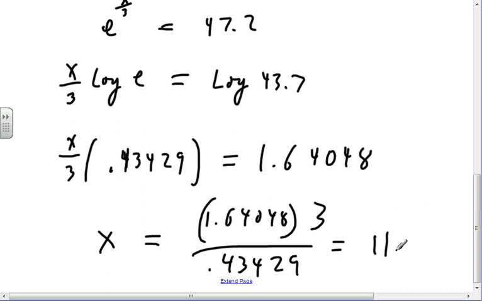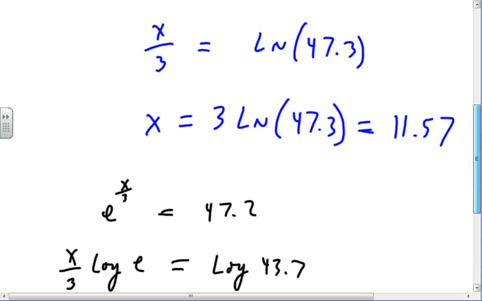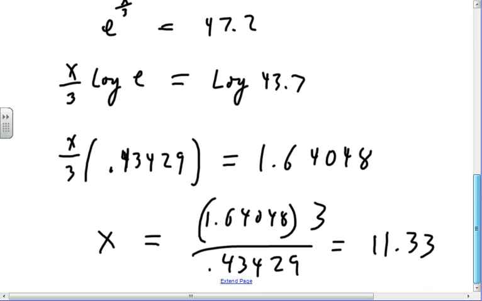Did I get 11.33 before? Nope. Because you got 43.7 is 47.3. Oh. What kind of learning disability is that? I forget. 47.3. Boom. Log 47.3.